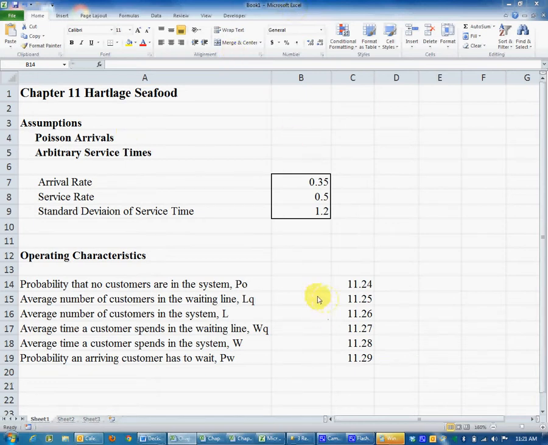So 11-24, I always recommend you follow along in the book when we're doing these so you can see what we're doing. Actually, I'll have you guys tell me what's the equation for 11-24. Get you guys a little bit of practice in turning the equations into Excel instead of me always doing it for you.